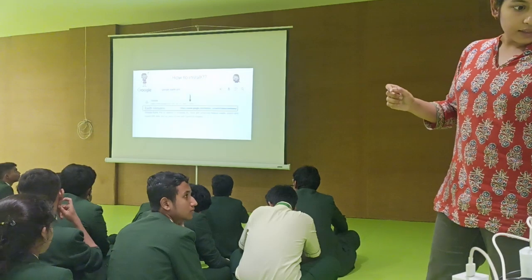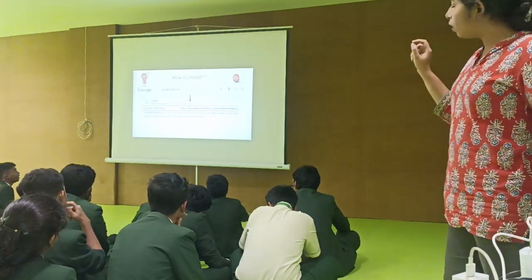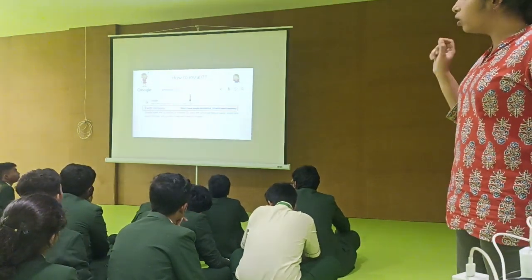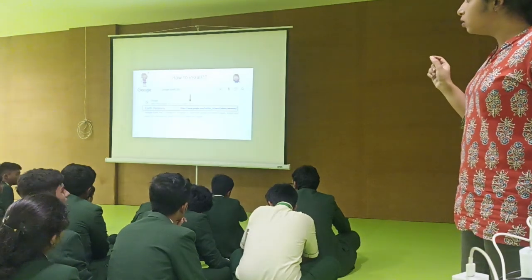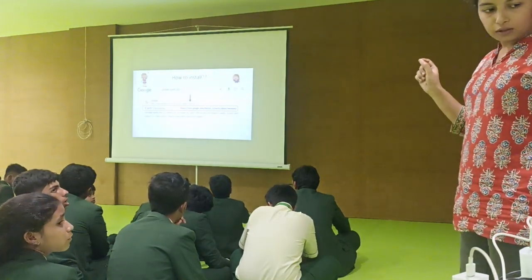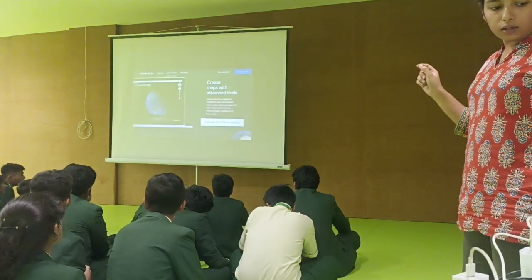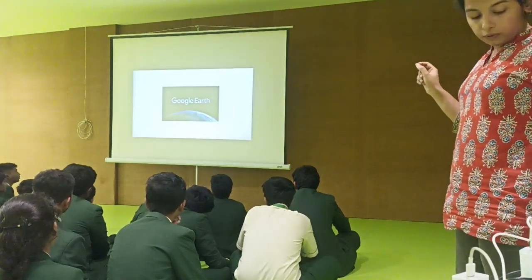Okay? Then this is the installation process. You have to go to Google and search for Google Earth Pro. What do you have to search for? Google Earth Pro. Louder. Google Earth Pro. Okay. Now when you go to this website, this option will come.